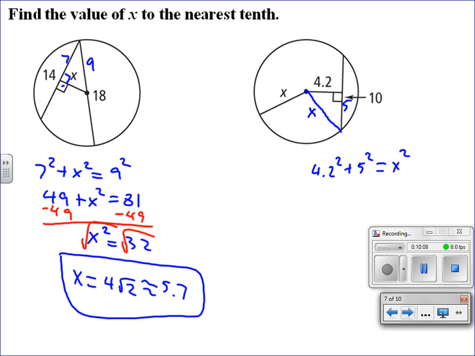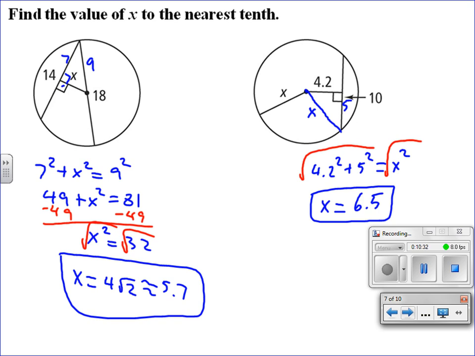So all we have to do is take the square root of this. So somebody type in the square root of 4.2 squared plus 5 squared. And what do you get? What is it? 6.5. Okay, x equals about 6.5. So we're still going to have to use some Pythagorean theorem stuff, but you guys can see how to draw the triangle. Don't get confused.